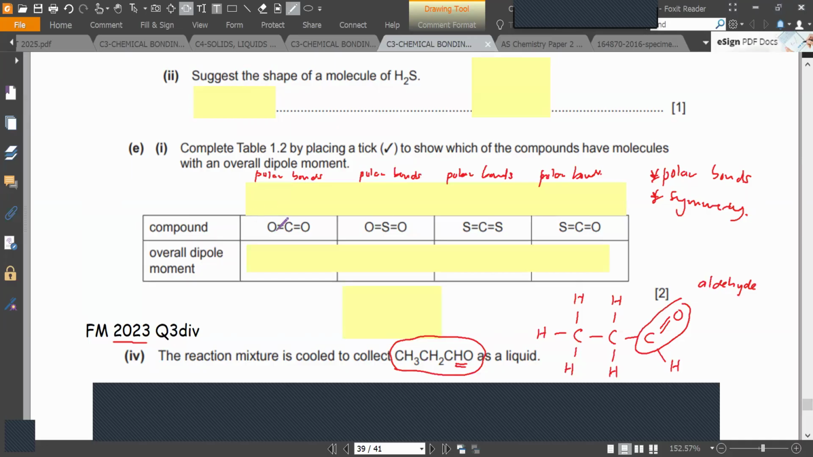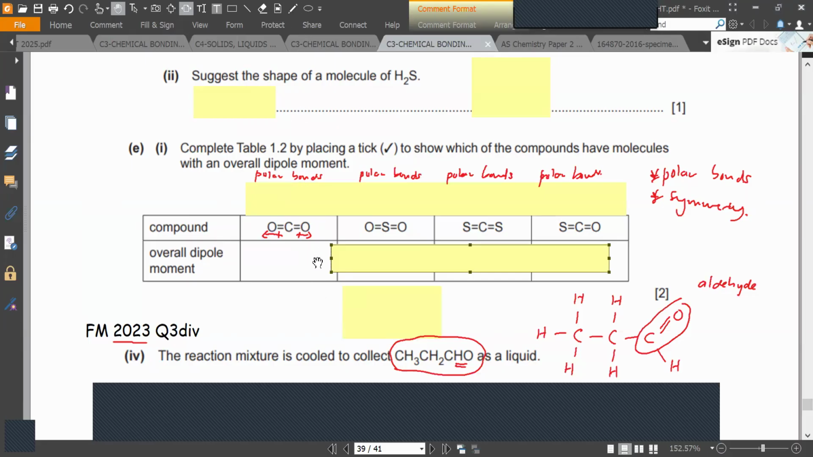So for CO2, the oxygen is more electronegative, so the dipoles go like this, but because of the symmetry, they cancel out. So the CO2 has no overall moment.